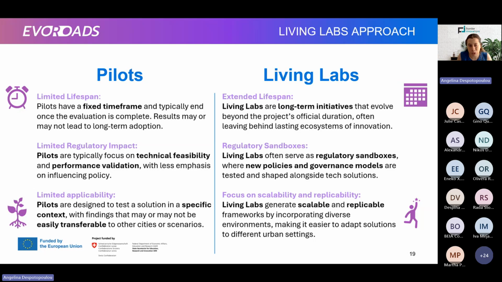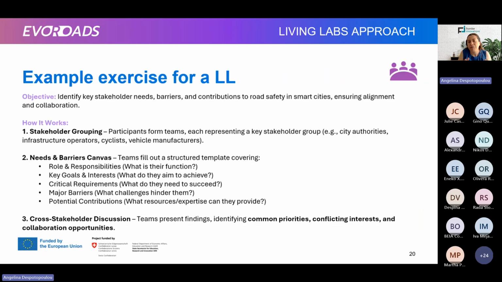I hope I have given you a little bit of an idea of what the difference is between those two worlds. And just for you to have an example, okay, this is the living lab theory, but what am I doing? We are convening with the stakeholders and we are discussing what?